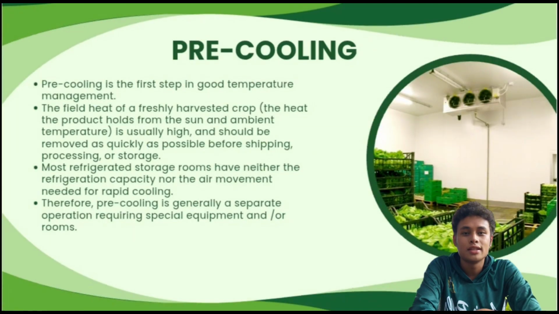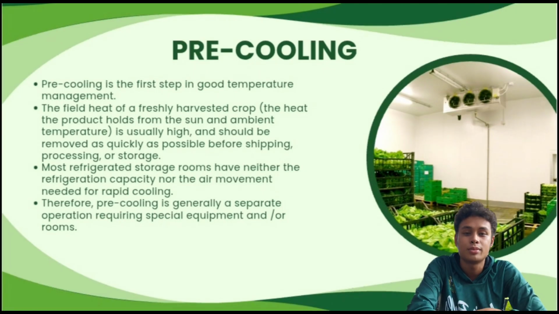Next is pre-cooling. Pre-cooling is the first step in proper temperature management after harvest. Its main purpose is to remove the field heat from freshly harvested crops as quickly as possible. Field heat is the heat absorbed from the sun and the environment. If this heat is not removed immediately, mas dali yun ang deterioration and respiration remains high. Also, regular storage rooms are usually not enough for rapid cooling. That's why pre-cooling is done separately using special equipment or cooling systems.